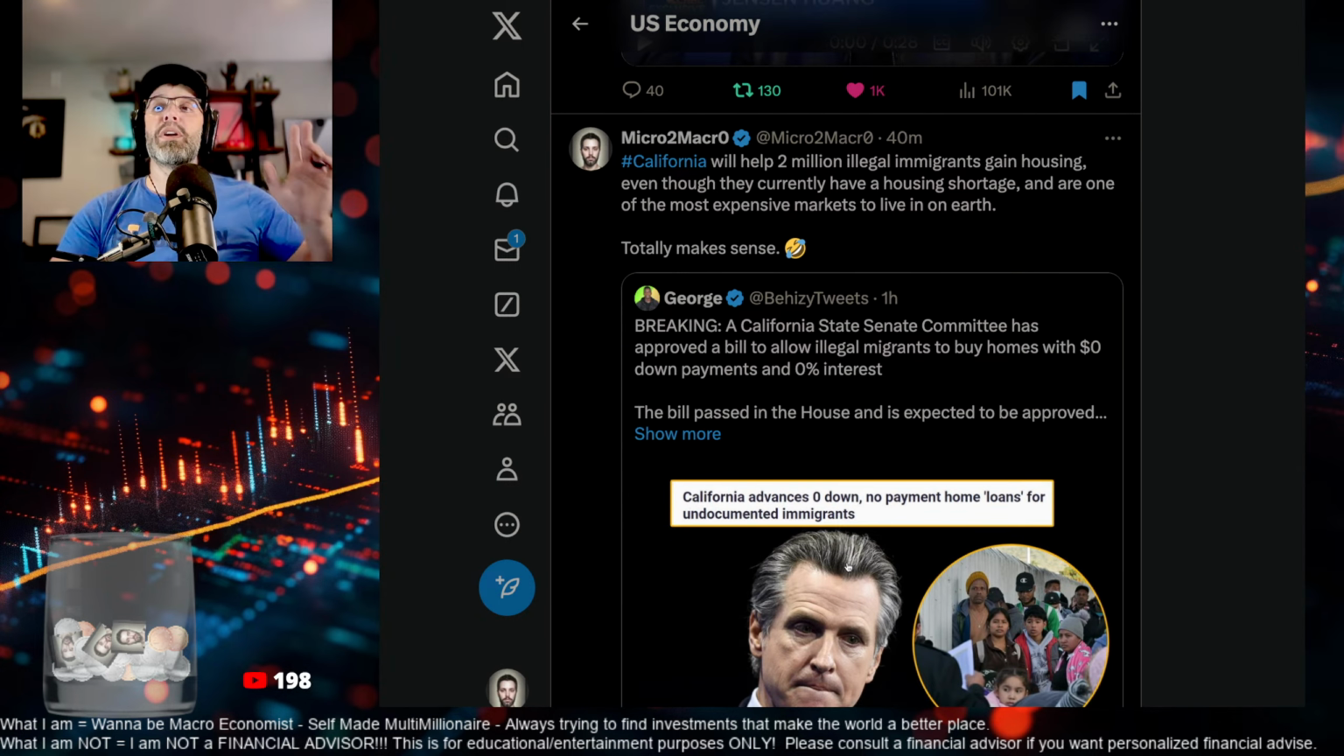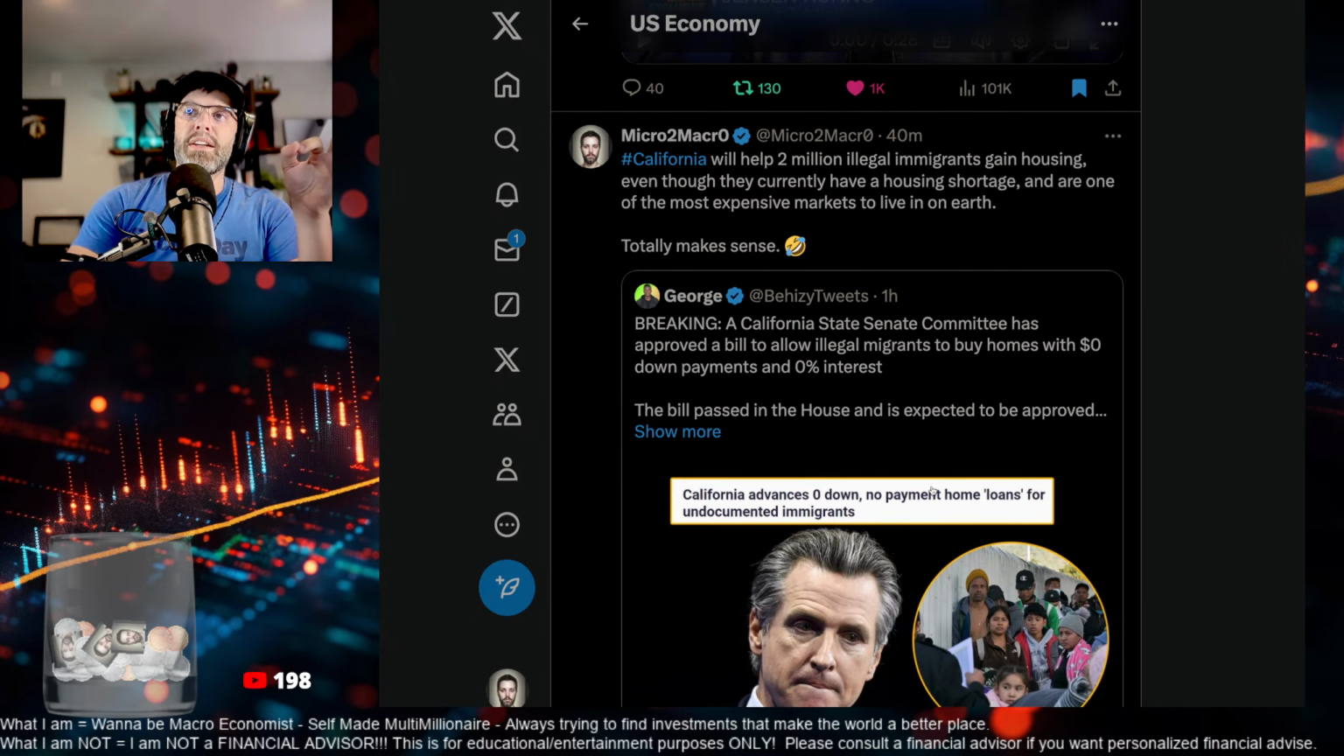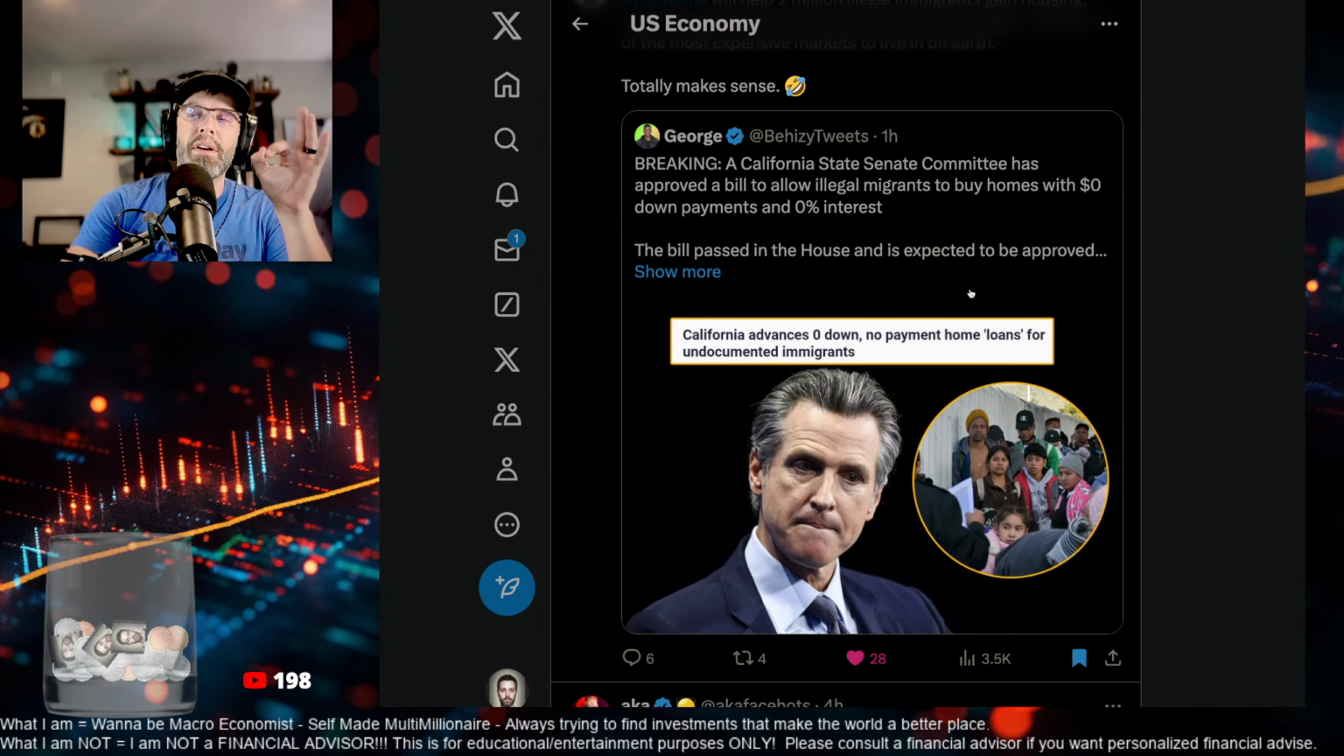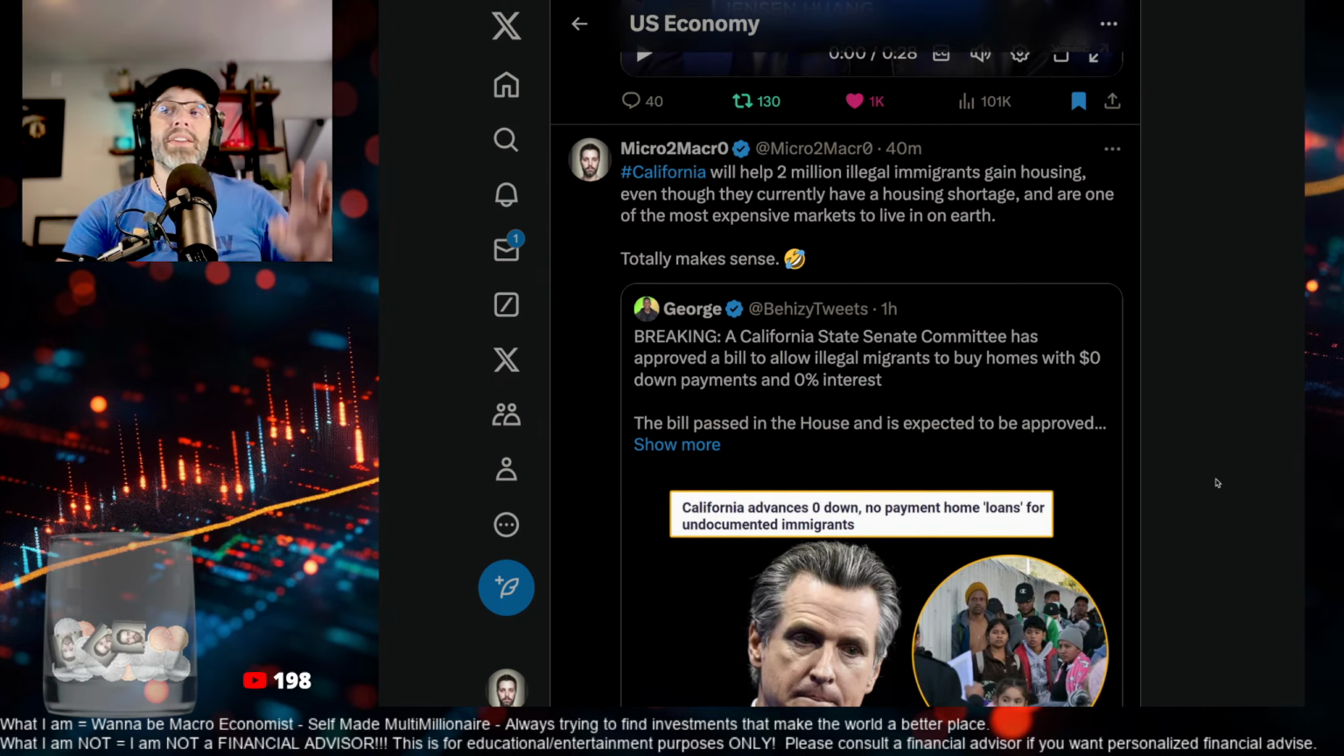All right, real quickly, I wanted to just rail on Gavin Newsom because he's just a dumb piece of shit. So here we go. It says, breaking. A California State Senate committee has approved a bill to allow illegal immigrants to buy homes with zero down payments and 0% interest. What's fascinating about this is the laws in California will also make it to where you can't kick them out if they can't pay, because of the way the legal system works and squatting rights and tenant rights. All this stuff is just bullshit.